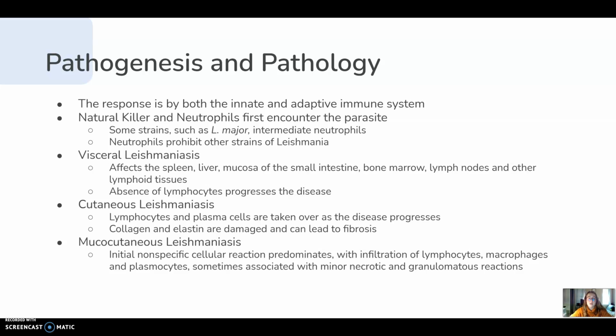Cutaneous leishmaniasis, lymphocytes and plasma cells are taken over as the disease progresses, and the collagen and elastin are damaged and can lead to fibrosis. So mucocutaneous leishmaniasis, initial nonspecific reaction predominates with infiltration, once again, of lymphocytes, macrophages, and plasmacytes, and this can sometimes be associated with the minor necrotic and granulomatous reactions that you can see earlier in the image.